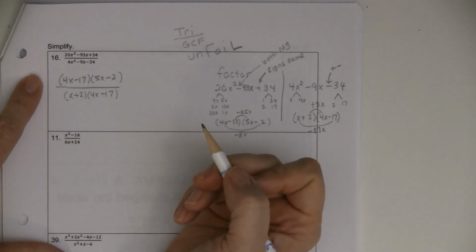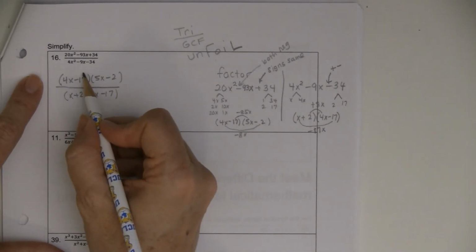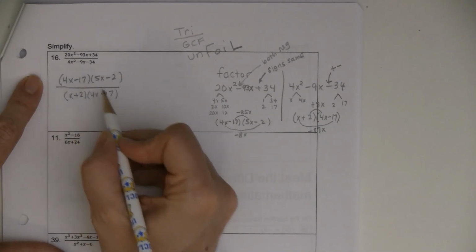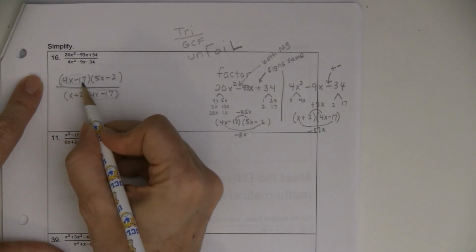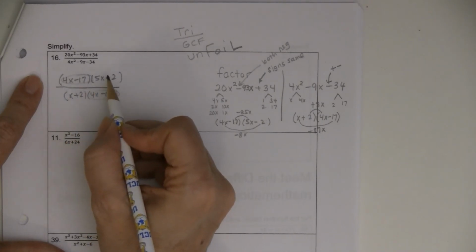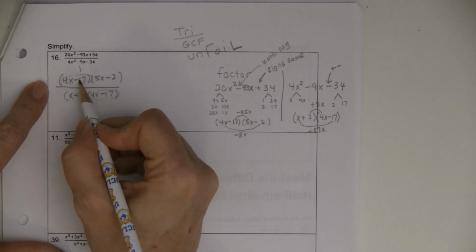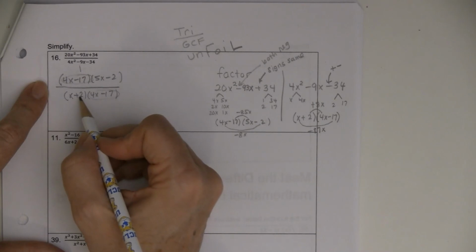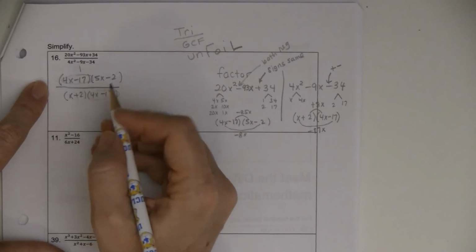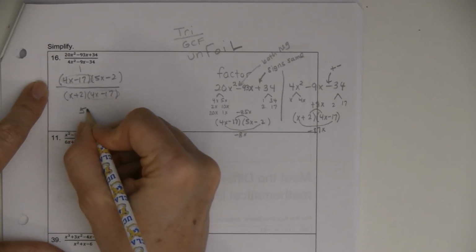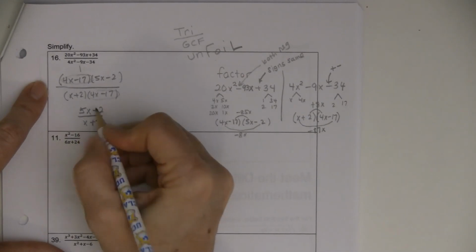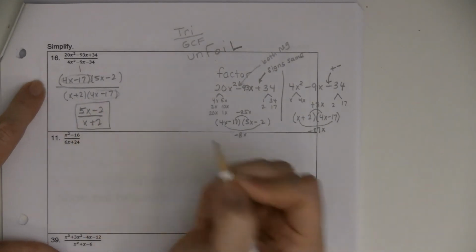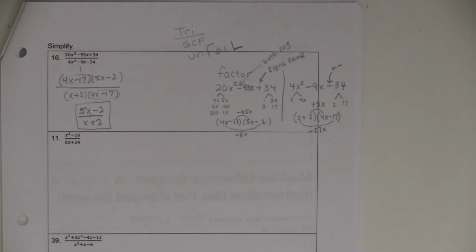And then I'm going to divide pieces that are exactly the same. So 4x minus 17 divided by 4x minus 17. When I divide this and this, I get 1. And I'm going to divide those out, and then that leaves over 5x minus 2 over x plus 2. And so we reduced that rational expression.